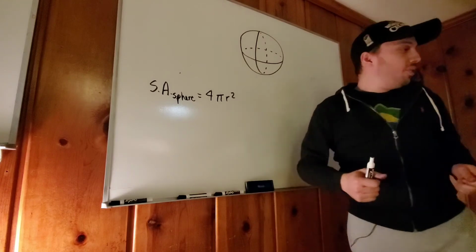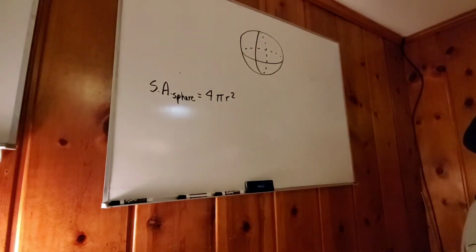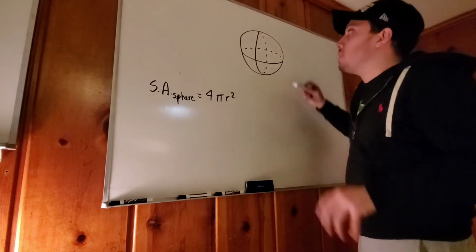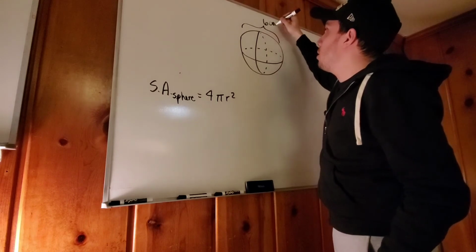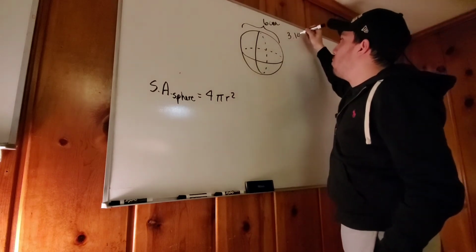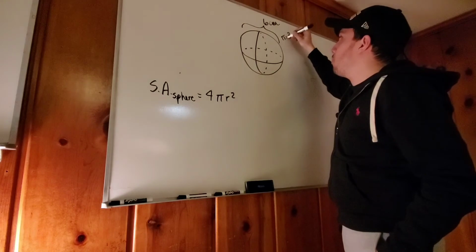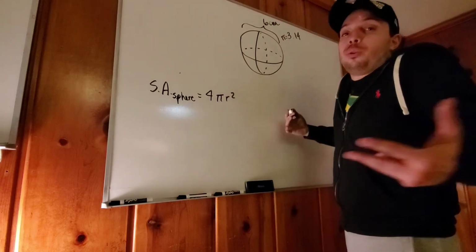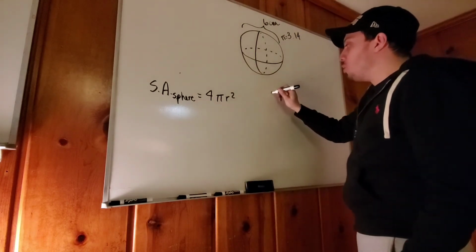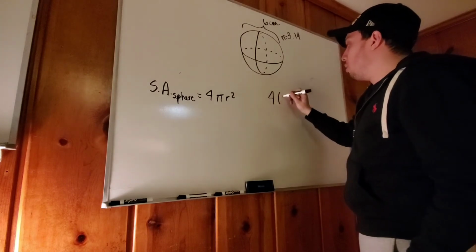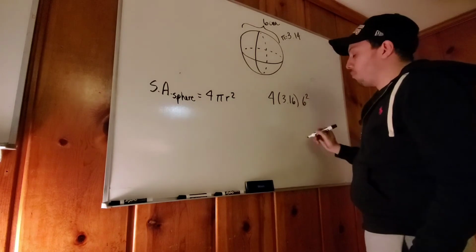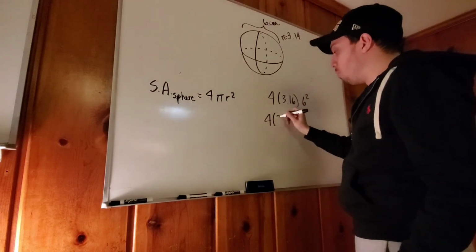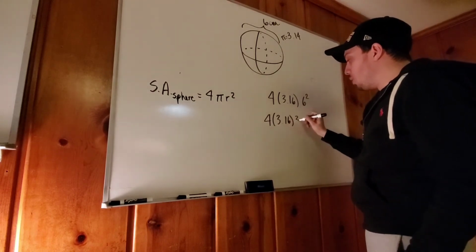In your example, they ask you to find the surface area of a tennis ball that has a diameter of about 6 centimeters, and to use 3.14 as pi. So we're just going to use the formula. That's all we're going to do. We're going to do 4 times 3.16 times 6 squared. So that's going to be 4 times 3.16 times 36.